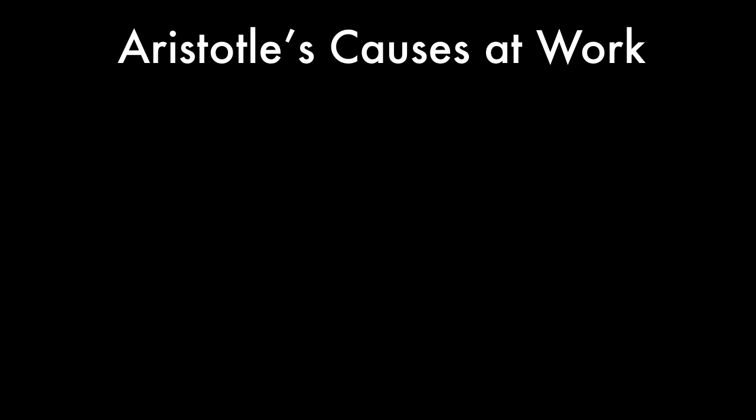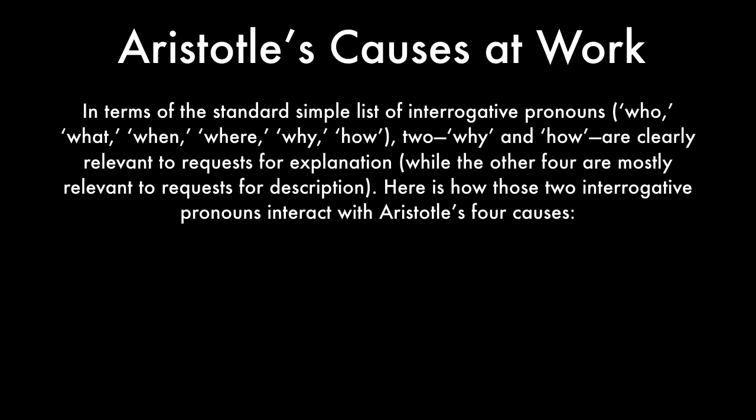Nonetheless, it's still illuminating to understand the notion of explanation in terms of Aristotle's four causes, since it did seem intuitively like each of Aristotle's four causes was getting at something important about the notion of explanation. In terms of the standard simple list of interrogative pronouns who, what, when, where, why, and how, only two, why and how, are clearly relevant to requests for explanation, while the other four are mostly relevant to requests for descriptions of things. Here is how those two interrogative pronouns, why and how, interact with Aristotle's four causes.